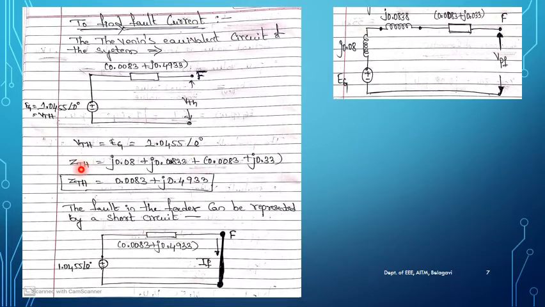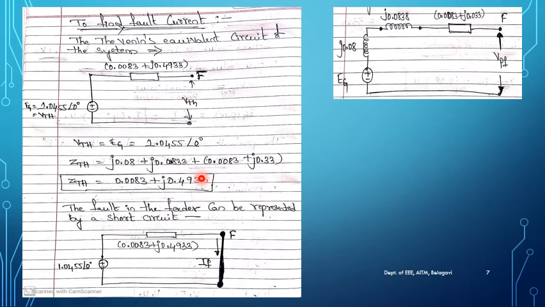Then ZTH, that is nothing but Thevenin's equivalent impedance value of this circuit. To obtain this, we need to add up all these impedance values. So the impedance value of the generator, the impedance value of the transformer, then the impedance value of the feeder. As they are connected in series, we are going to add up these impedance values to get the total equivalent impedance of the Thevenin's circuit. After adding up all these impedances, we are going to get the Thevenin's impedance as this much.